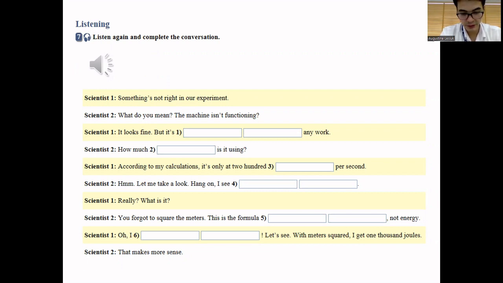Let me take a look. Hang on, I see what happened. Really? What is it? You forgot to square the meters. This is the formula for force, not energy. Oh, I calculated newtons. Let's see. With meters squared, I get 1,000 joules. That makes more sense.